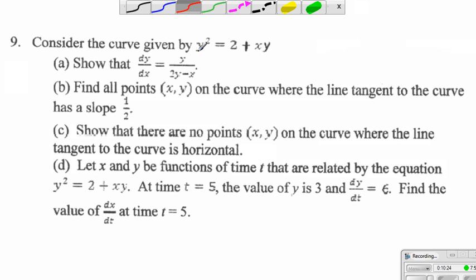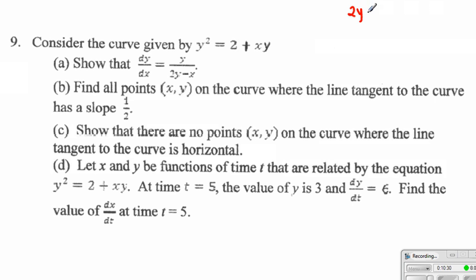We have the derivative of y squared with respect to x, which would have been simply 2y prime. Here y prime is dy over dx. And then the derivative of 2 becomes 0. Plus the derivative of x times y is, in fact, product rule applies: x times y prime plus simply y.